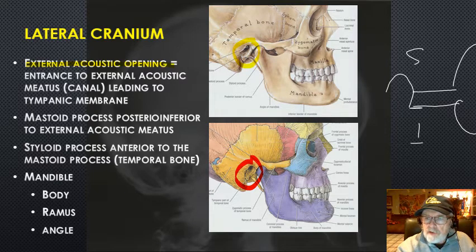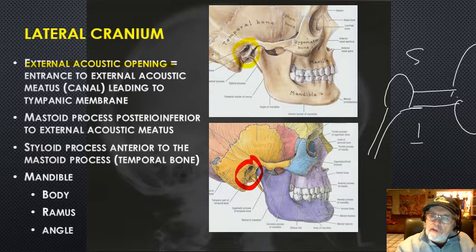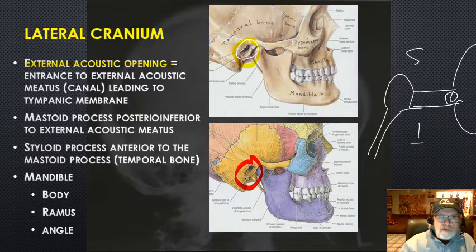Then behind there we have the middle ear cavity with a eustachian tube that goes down to the back of the nose, and that middle ear cavity then leads to the inner ear. Okay, so that's that. But at the opening of this meatus or canal, that's this area right there, that's the external acoustic opening, external acoustic meatus.